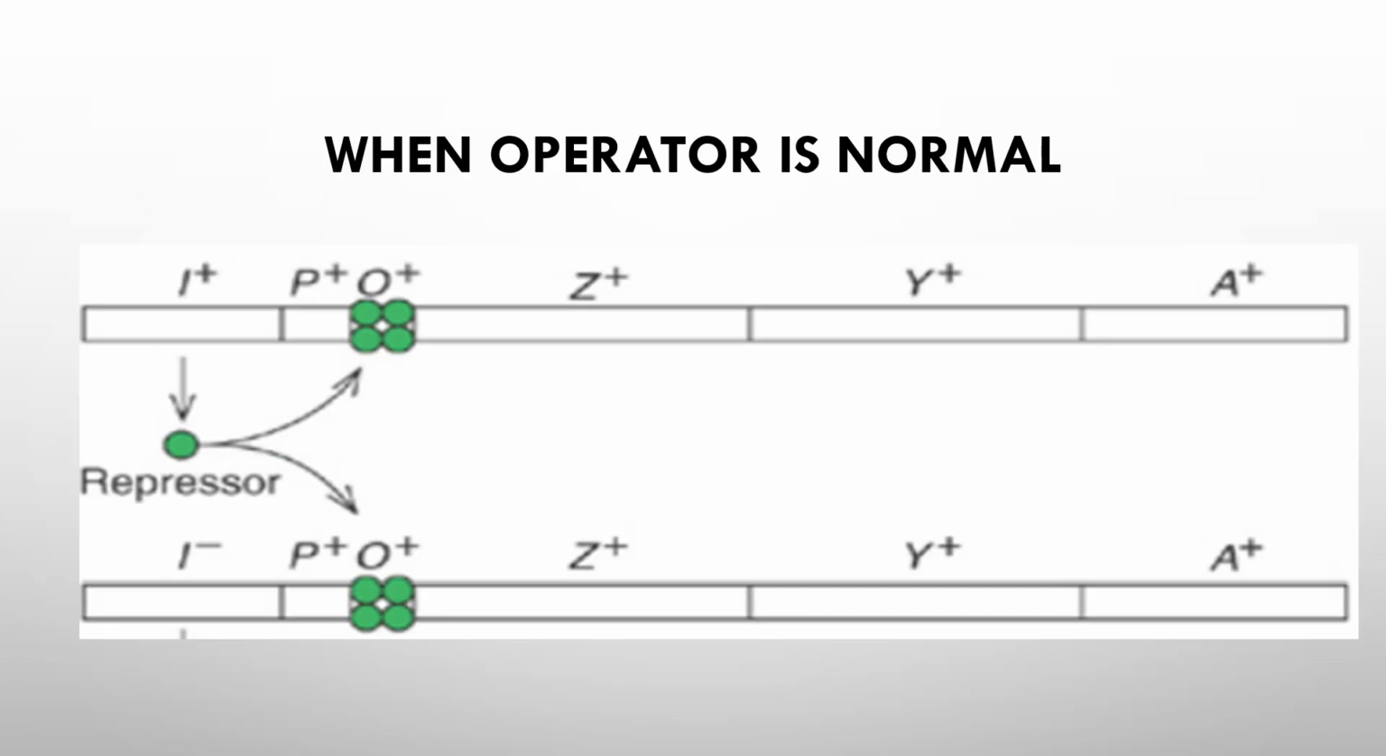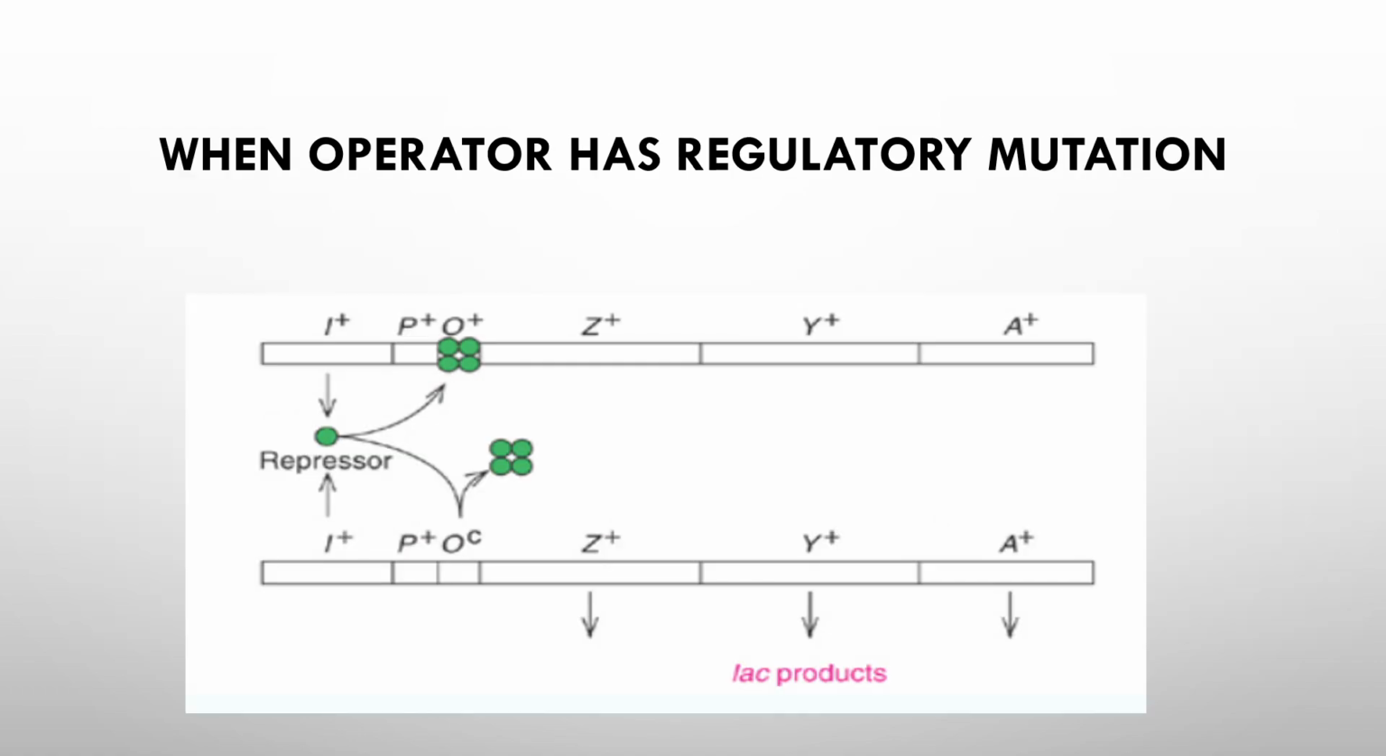So we are now going to deal with the regulatory mutations which we see in the lac operon. When operator is normal, then the repressor protein produced by lac I gene is coming to bind here successfully. But when the operator is bearing the regulatory mutations, then repressor protein is rejected by the operator sequence which is mutated. This mutation is denoted by O^C or O superscript C, where C represents constitutive, meaning this is promoting the constitutive expression of the genes present on the lac operon.